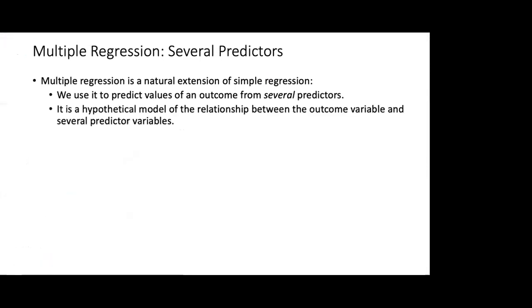So multiple regression is nothing but a natural extension of simple regression. Again we want to predict the value of an outcome variable, but this time not from one predictor but from several predictors. This is simply a hypothetical model of the relationship between the outcome variable and several predictor variables, the same way that we had a model of the relationship between a single predictor and the outcome variable. It's not really an equation for a straight line. It's the equation for a hyperplane, but we will talk about that in a second.